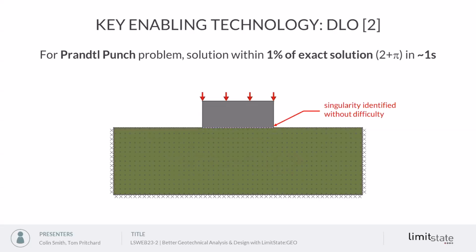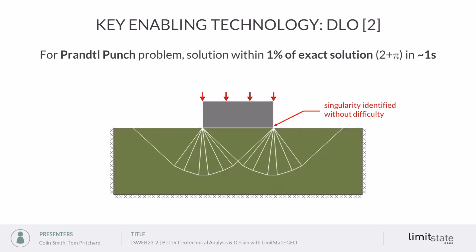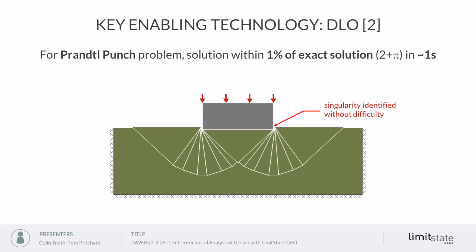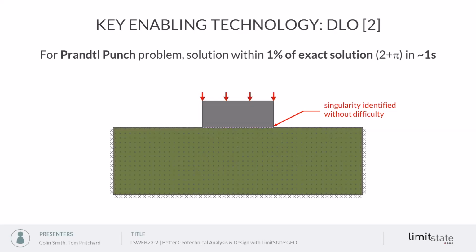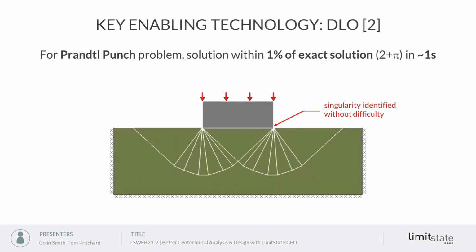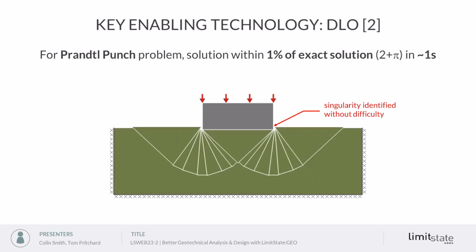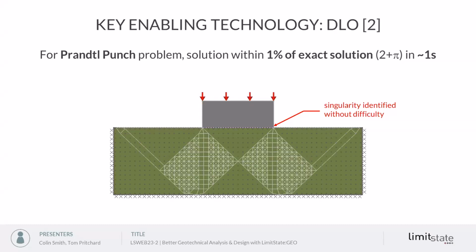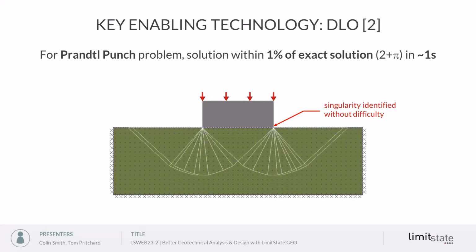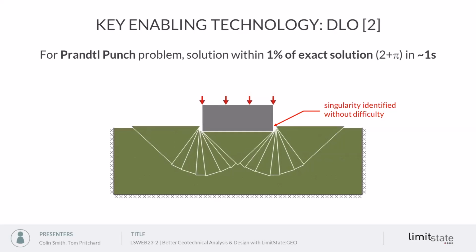And one of the other advantages of the software is that it's inherently able to identify singularities in the solution. So at the corners of these blocks, you've got a lot of slip lines meeting at a point. This is a common feature of collapse ultimate limit state analysis. And it's something that can be harder to identify in, for example, finite element methods, which may require special meshing to do so.